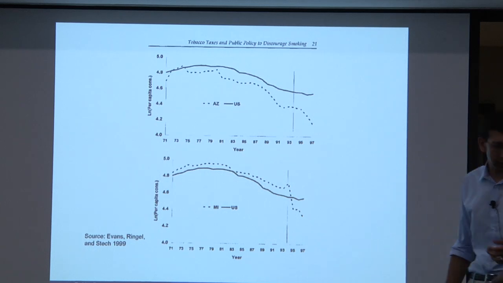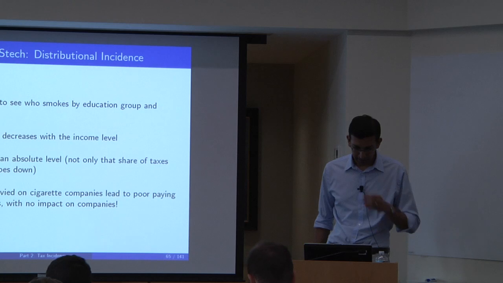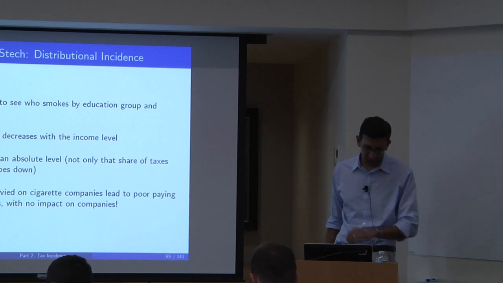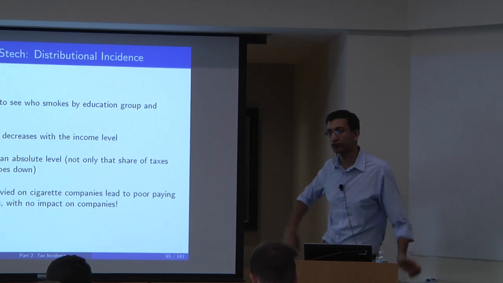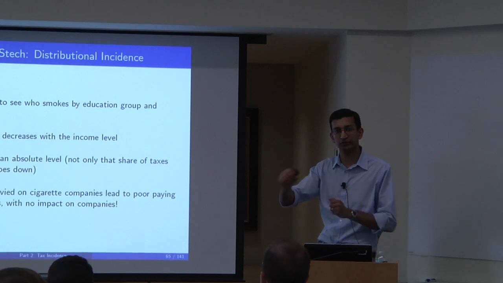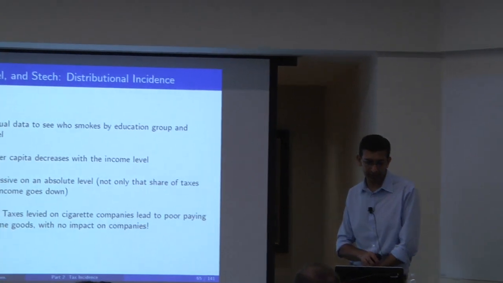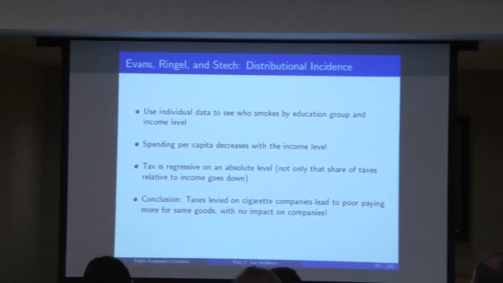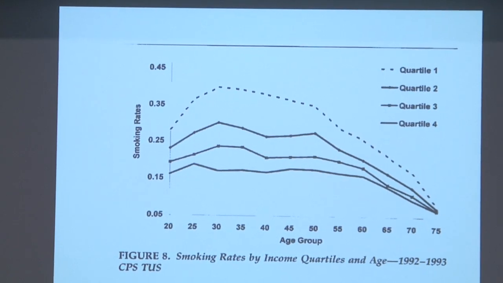But that absolutely can be a useful technique, and we'll talk more about it in other applications. Okay, so the last thing that they do in this paper is they look at distributional incidence. So far we've been talking about incidence on cigarette companies versus consumers. But let's now break the consumers up into separate groups using individual data to see who smokes by education group and income level, and here's the key graph in that context.